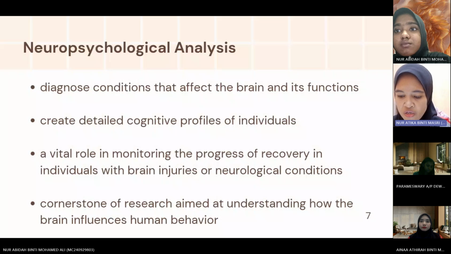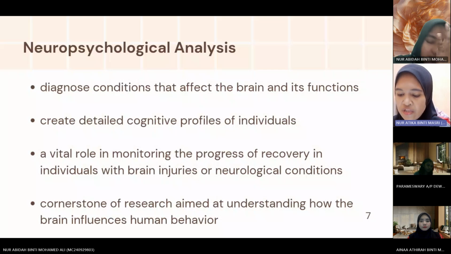Another critical purpose of neuropsychological analysis is to create detailed cognitive profile of individuals. This profile identify strengths and weakness in areas such as memory, attention, language, executive functioning, and visual spatial skill. Such insights are invaluable in tailoring interventions that address specific deficits while leveraging an individual's strength.